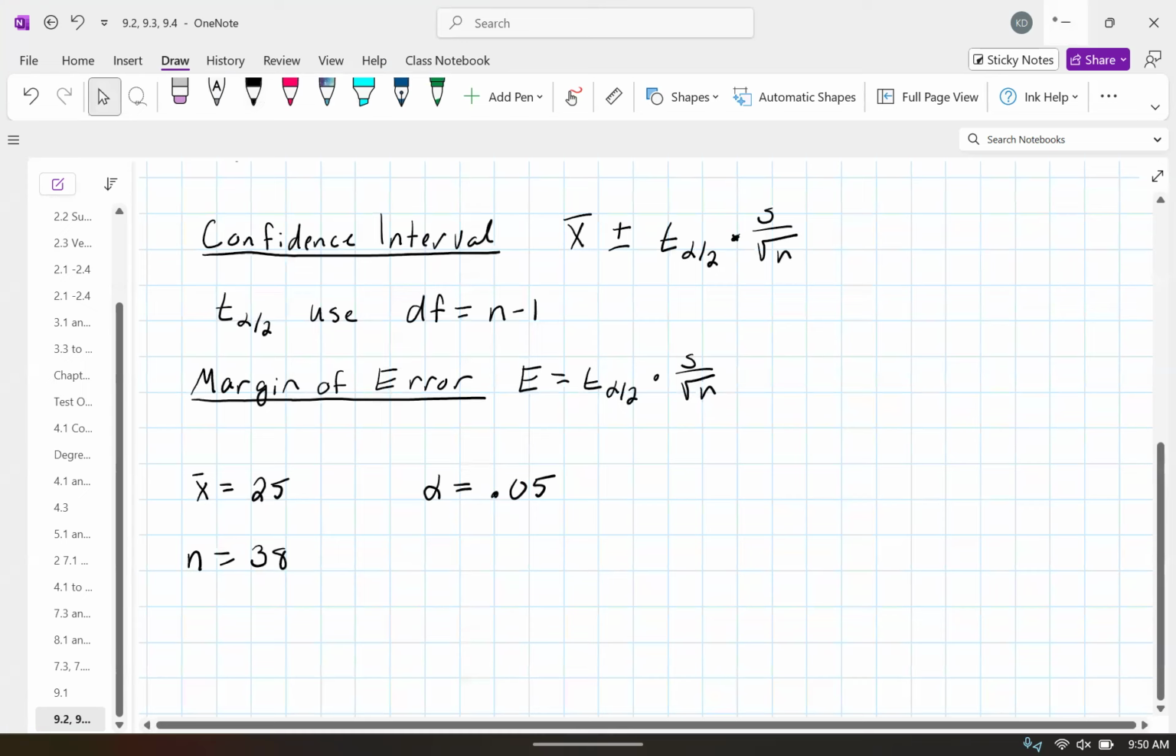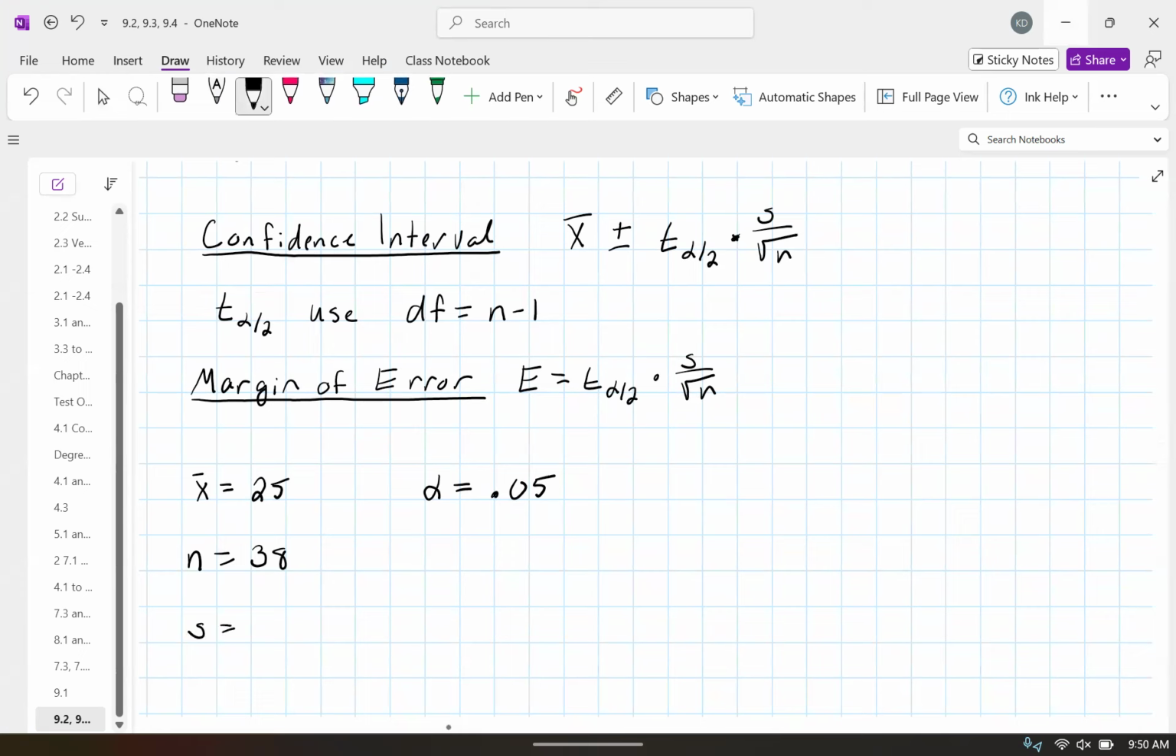First thing we need to figure out is, oh, I don't have a standard deviation here. We're going to make this up as 2.5. So we need our t alpha over 2. So our t value we're going to look up, our alpha number, so 0.05 over 2 is 0.025. Our degrees of freedom is the number in our sample minus 1, 37.